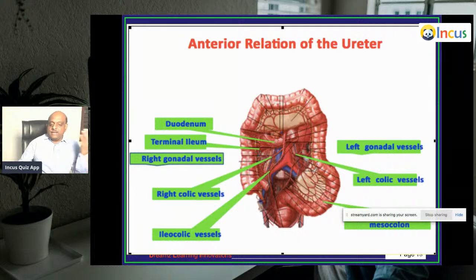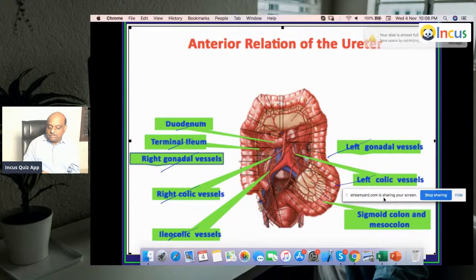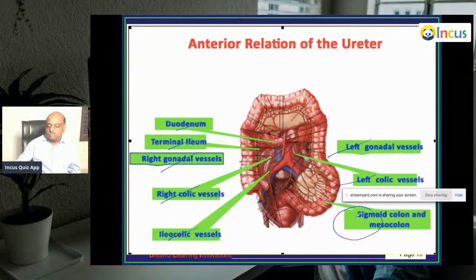Similarly, what are the anterior relationships of the ureter? On the right: duodenum, terminal ileum, right gonadal vessel, right colic vessels, and ileocolic vessels. On the left side, left gonadal vessels, left colic vessels, and sigmoid colon and mesocolon are anterior.